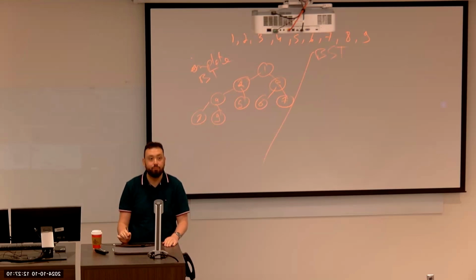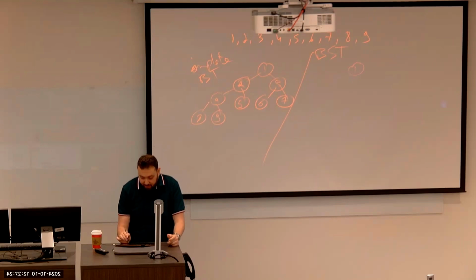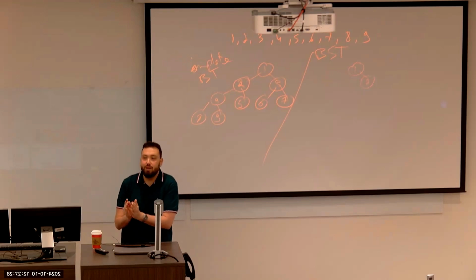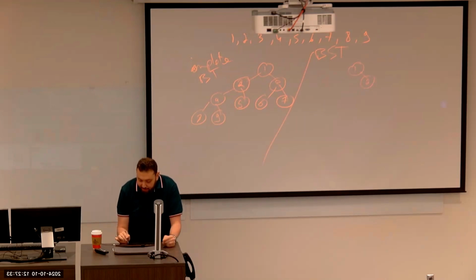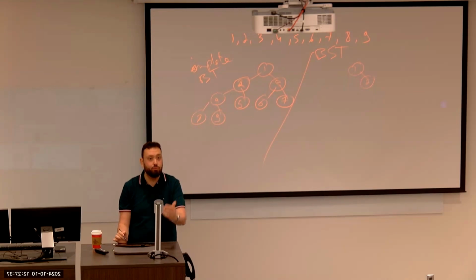Now I want to do a binary search tree. How do I fill them? I'm doing 1. Who wants to do the 2? On the right. Why not on the left? Exactly, because a binary search tree has nothing to do with a complete binary tree. It's not left filled. It's based on greater or less. So 2 is greater than 1, I put it here. What about the 3? You want to continue? 3 on the right also, right?